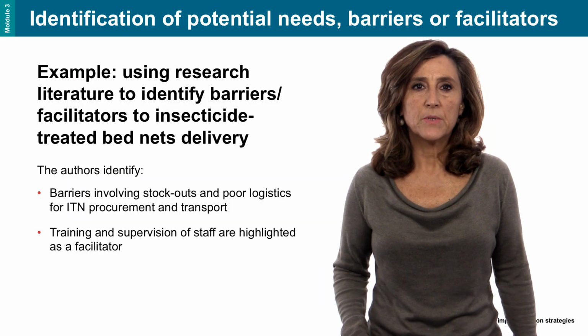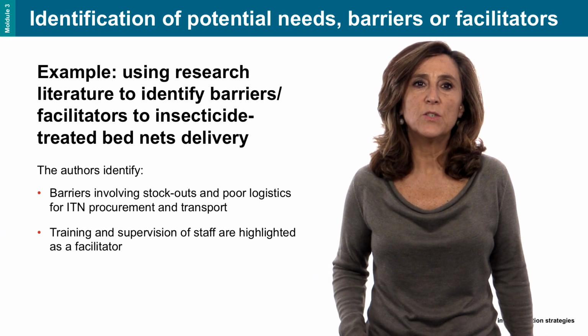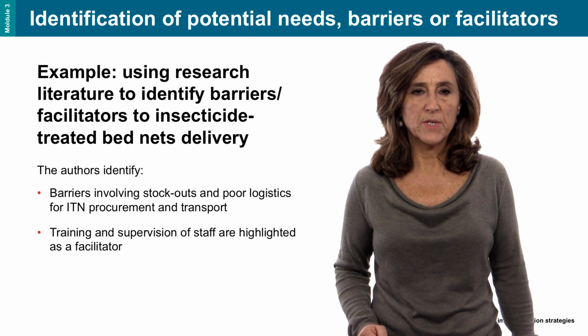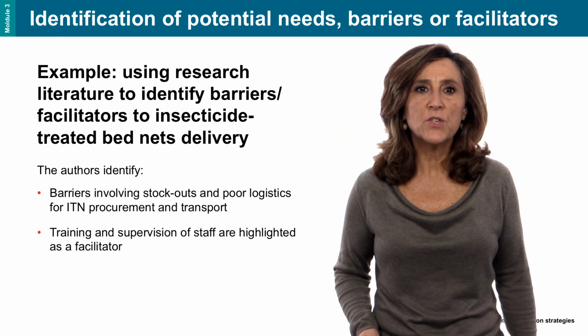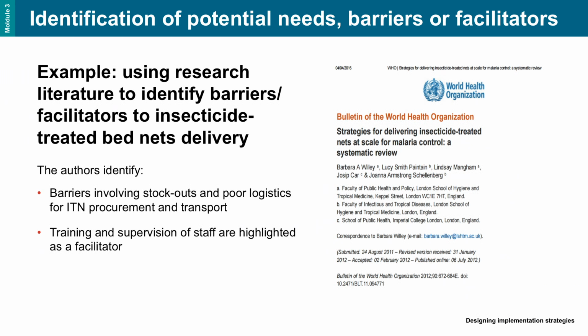Let us give some examples. We want to identify barriers or facilitators related to bed net delivery in African countries. We can use a review of the literature. For example, this paper is on a systematic review on the subject, and the authors found that stockouts and poor logistics for bed net procurement and transport are potential barriers, and they also found that training and supervision of staff are potential facilitators to implementation.